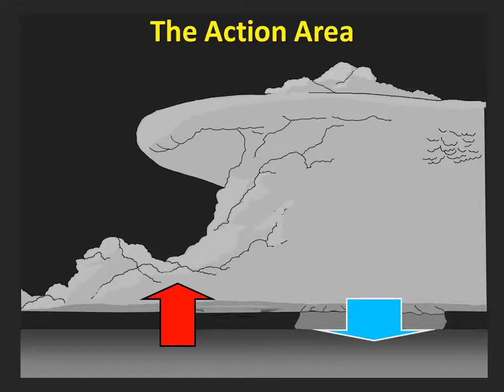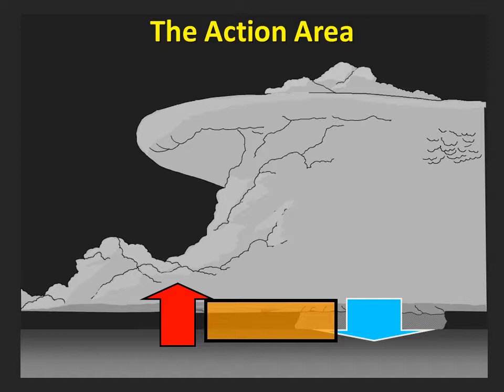Even when you know you're dealing with a supercell storm, it can be a challenge for spotters to know what part of the storm to focus in on to watch for important cloud features and developments. You're looking for the action area. That's the area where the updraft and the downdraft come together. This is the part of the storm where tornadoes, funnel clouds, and wall clouds, as well as the biggest hail, are most likely to form.